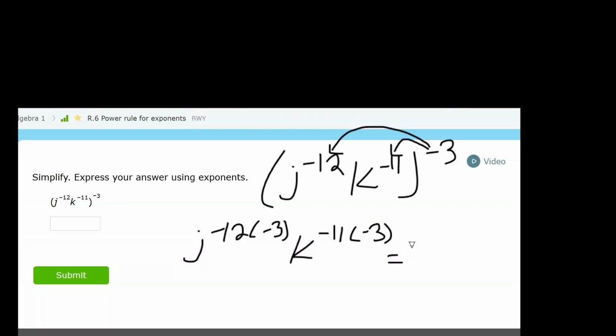Negative 12 times negative 3 is positive 36. And negative 11 times negative 3 is positive 33. And that is our final answer.